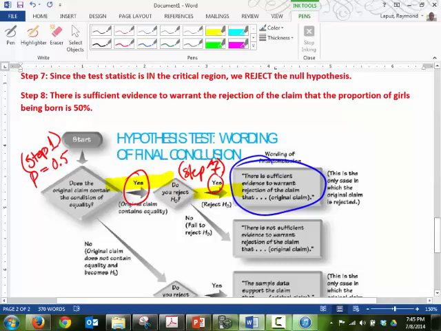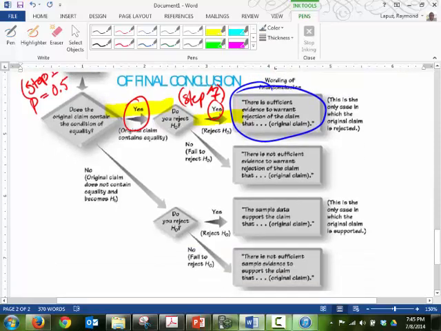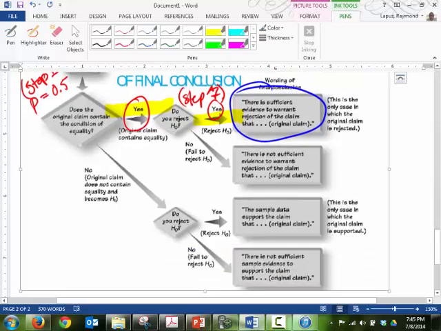The last box? There is not sufficient sample evidence to support the claim that... So this is actually in your textbook. I pulled it out of the packet, which is also in your textbook. I can identify the page a little bit later on, but you can get this directly from the book.